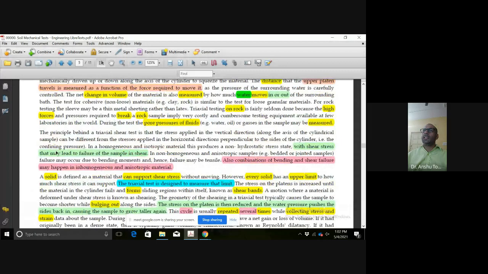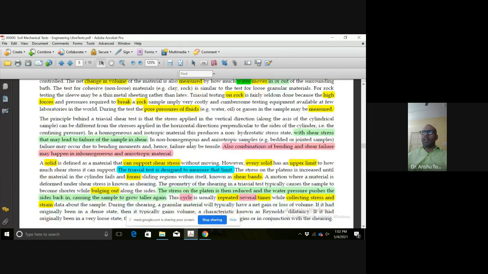With shear stresses that may lead to failure of the sample in shear. So as we apply pressure from the three sides, the sample is of course going to disintegrate at a certain limit of stress, and it is most of the time going to be a shear failure because it is difficult to fail in any other condition.